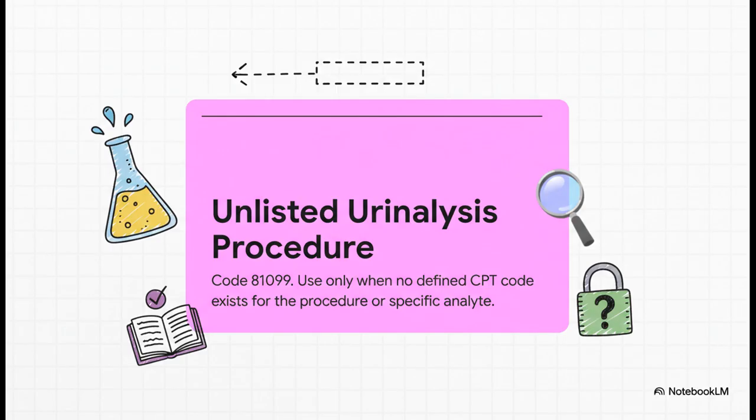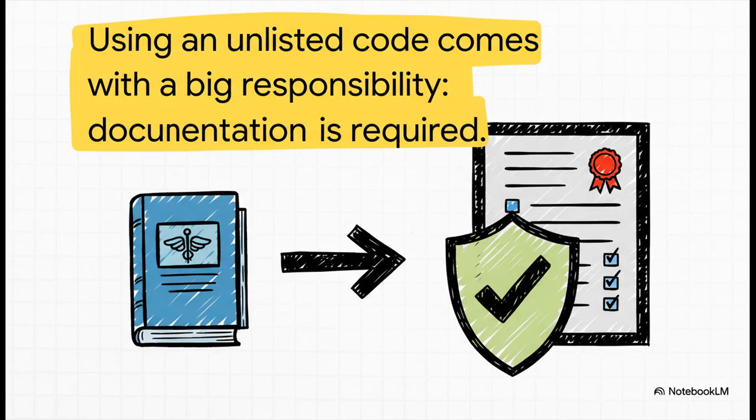The key word here is unlisted. You only use this when there is truly no other CPT code that accurately describes what was done. It's a tool you need to have, for sure, but using it comes with a major catch. See, using an unlisted code like 81099 isn't the end of your work. It's actually just the beginning.